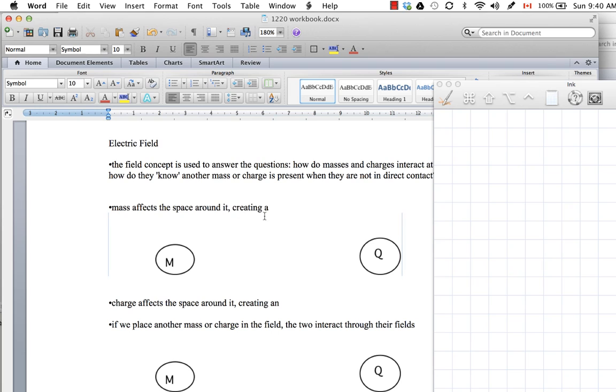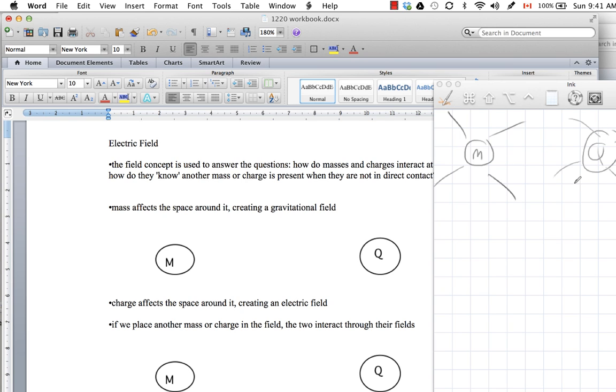Mass will affect the space around it, creating a gravity field, a gravitational field. Likewise, charge will affect the space around it, creating an electric field. So I guess we could visualize the field as being just some sort of effect here in space. And both the mass affects the space around it and the charge affects the space around it.